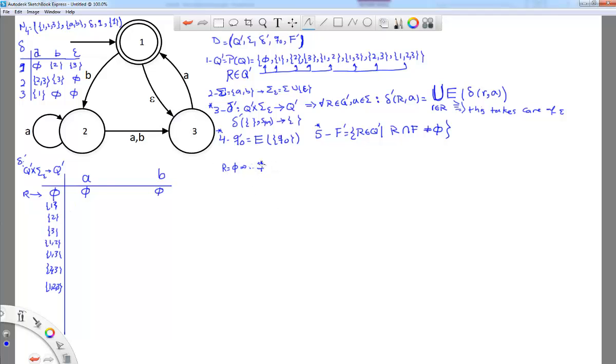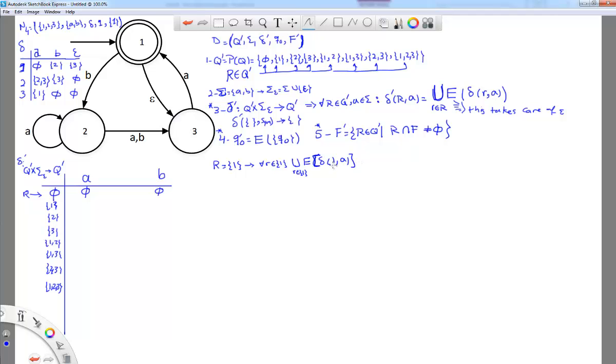So that's for if R was the empty state. Now what happens if R is set 1? What we're going to have to do is, for every R from set 1, basically calculate the union of E of delta, if we pass 1 and A to it, and then see what that transition goes to, and then see what epsilon arrows take us from there.